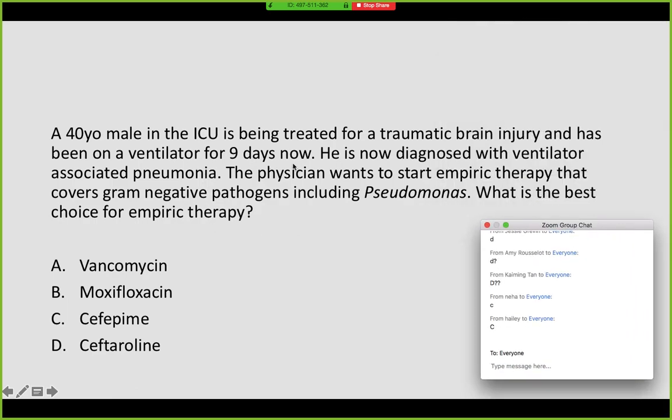A 40-year-old male in the ICU is being treated for traumatic brain injury and has been on a ventilator for 9 days. He is now diagnosed with ventilator-associated pneumonia. The physician wants to start empiric therapy that covers gram-negative pathogens, including Pseudomonas. What is the best choice for empiric therapy?